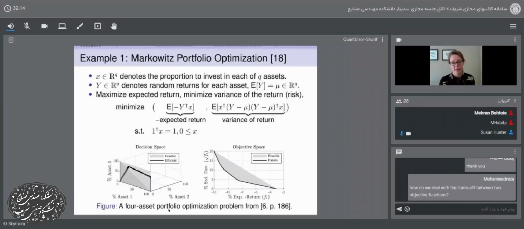So one of the most classic multi-objective problems there is the Markowitz portfolio optimization problem. Suppose that you have a decision vector, which denotes the proportion of your assets that you want to invest in each of Q available assets. And the random variable is the random returns for each asset. So I can put $5 in asset 1, $8 in asset 2, and so on.